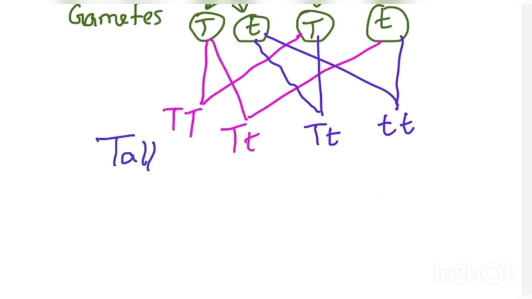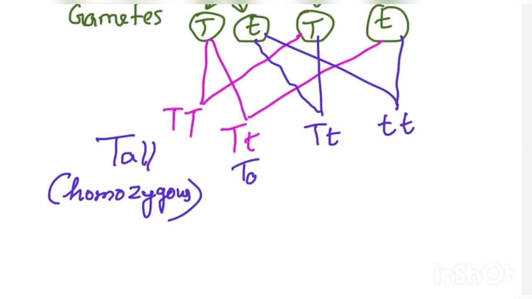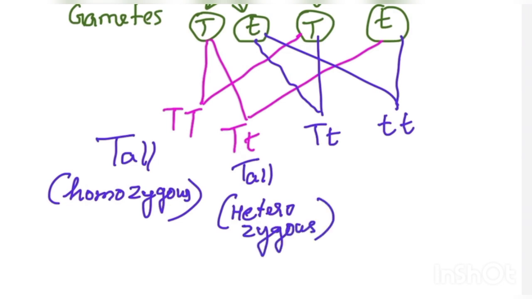What are their phenotypes? The first one is tall. Is it homozygous or heterozygous? It is homozygous because its alleles are similar. That's why it is called homozygous. Both are capital T. The second and third tall are heterozygous, because their genotype is capital T and small t. Both are dissimilar alleles of the same gene, so they are called heterozygous. So there are two tall which are heterozygous.